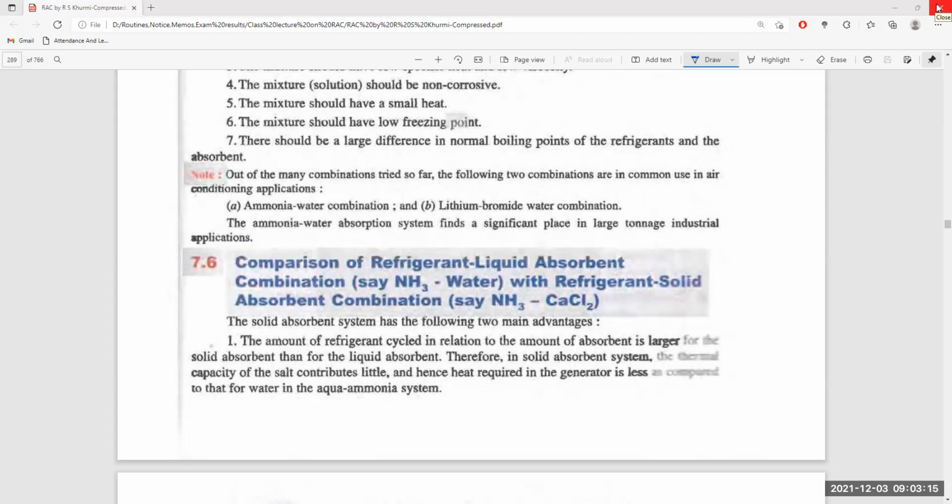Now, today we will go through the comparison of refrigerant liquid absorbent. Say, refrigerant here is NH3, ammonia, and absorbent is water, and the refrigerant solid absorbent combination: NH3, water, and calcium chloride is the absorbent, it means salt. Not exactly bicarbonate. Ammonia and water, and ammonia and salt. Ammonia plus water, ammonia plus salt.